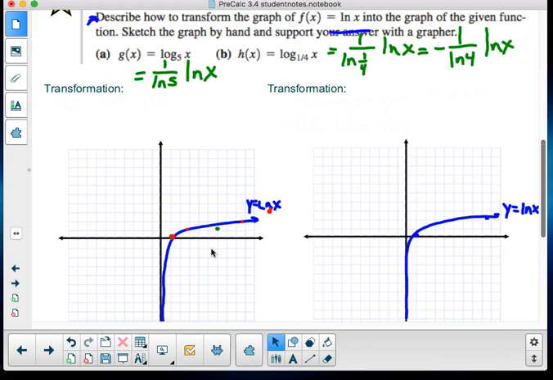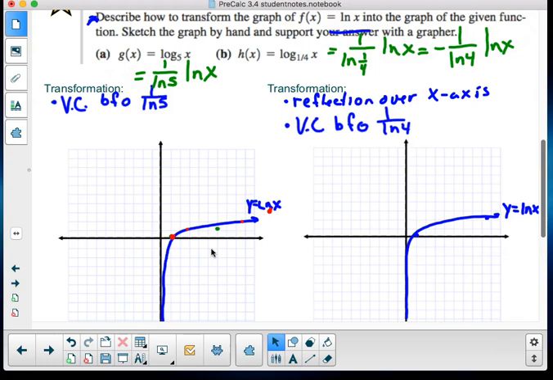So now, with that said, I've got my transformations to talk about. I've got a vertical compression by a factor of 1 over the natural log of 5, and I've got a vertical reflection followed by a vertical compression by the factor of 1 over the natural log of 4. Those are my 2 graphs I'm going to work with.